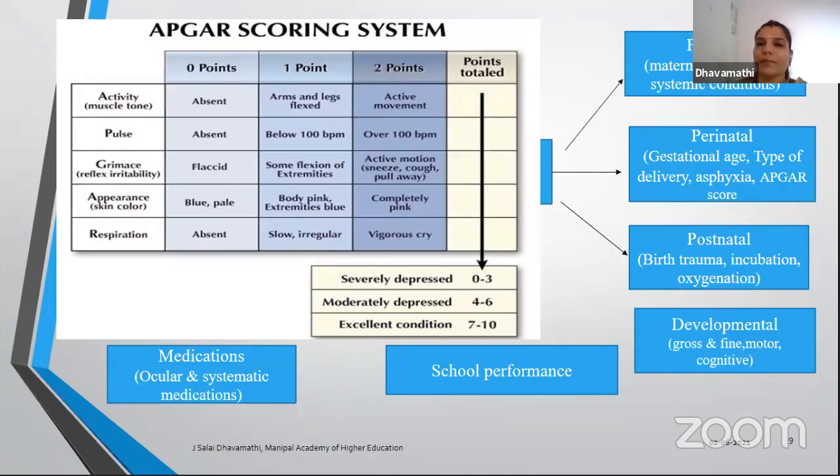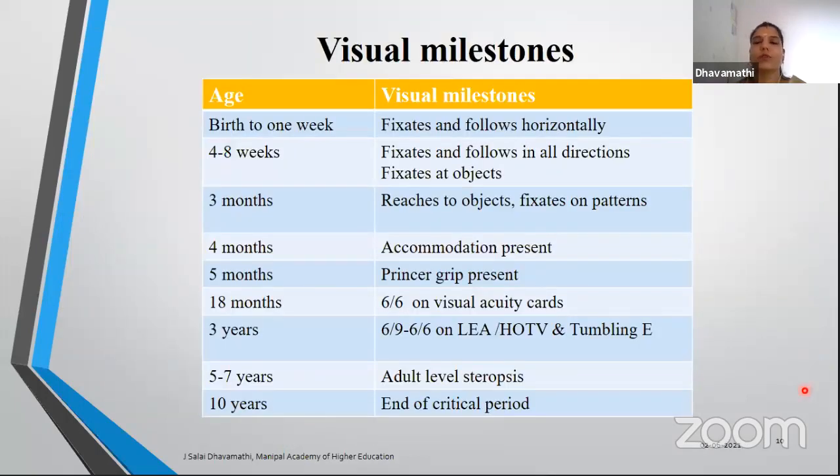Also check the siblings, if the siblings have any ocular disorders, record it in your case file. So history taking is very important. Next, before moving to the examination, I would like to tell about the visual milestones.